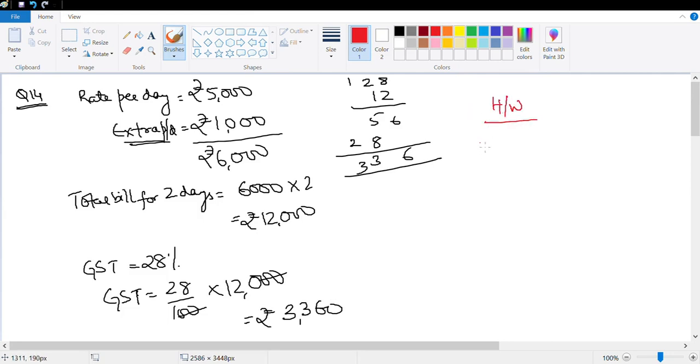So the homework questions, or the questions that you should solve on your own, are question 4, question 8, question 12, and question 15.